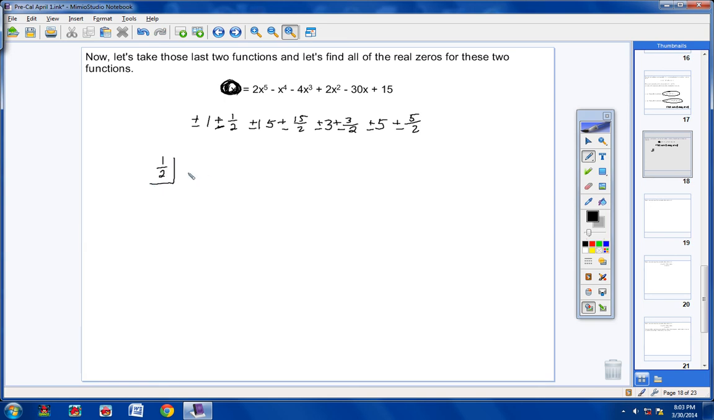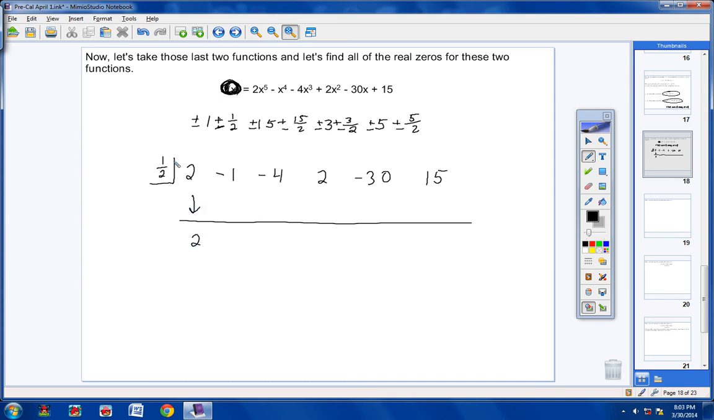So here we go. Notice your function is written in standard form, so we're good there. The coefficient of the 5th degree is a 2. The coefficient of the 4th degree is a -1. Third degree coefficient is -4. Second degree coefficient is a +2. The x coefficient is a -30, and you must have a constant term. If you don't, you have to put a 0, and we do have a constant term. It's a 15.